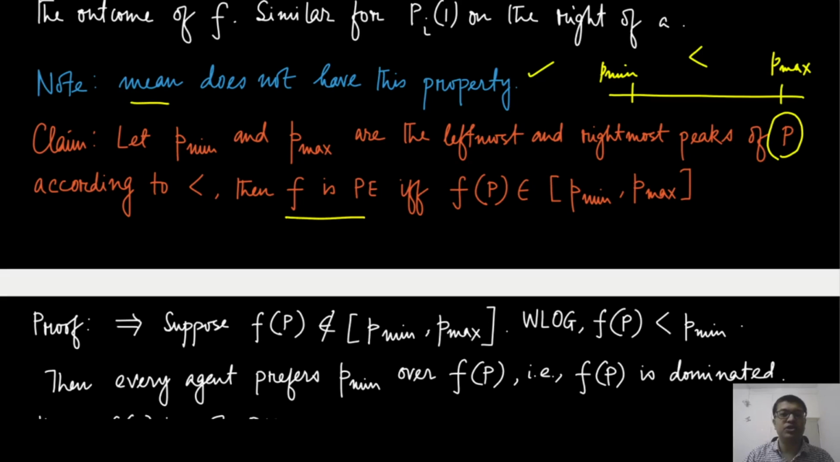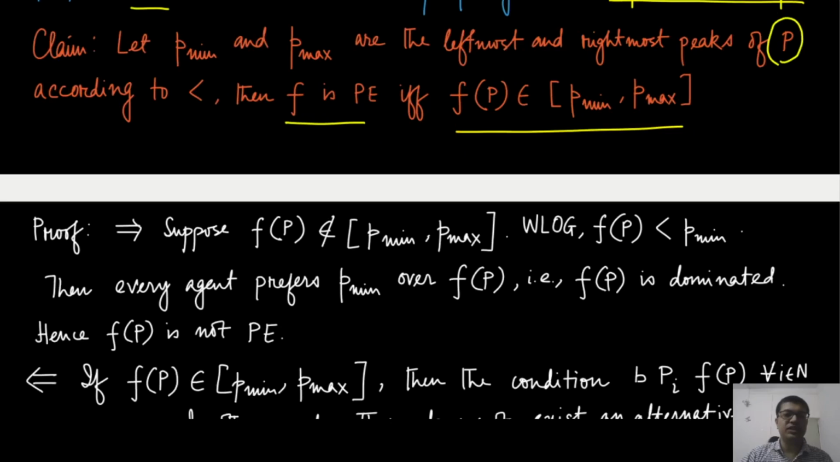If this social choice function is Pareto efficient, then it must imply, and be implied by, the fact that it lies within here. So the social choice outcome cannot pick something outside this P min and P max interval. It has to live somewhere in between. That is the requirement for Pareto efficiency. The proof is really very simple.